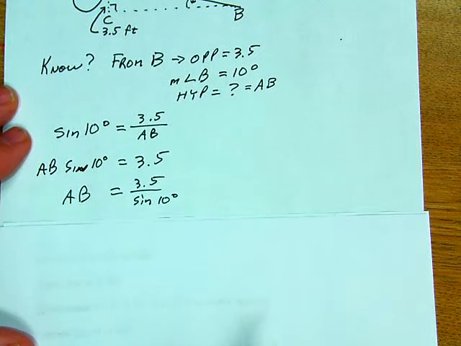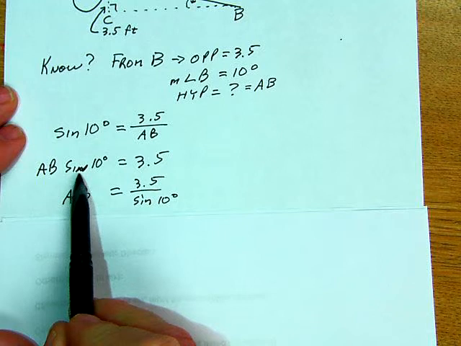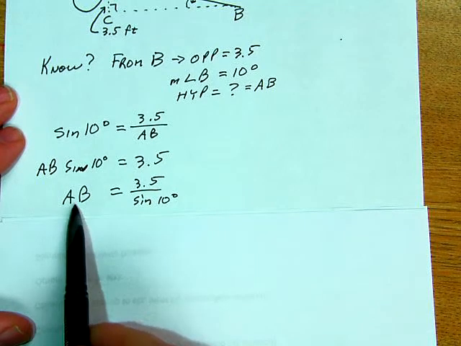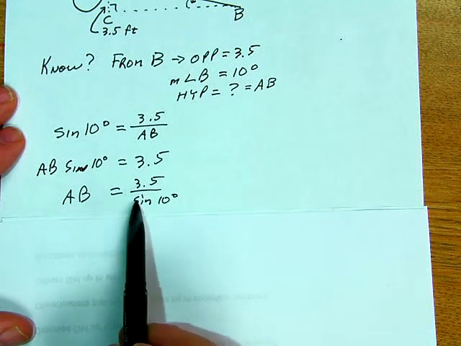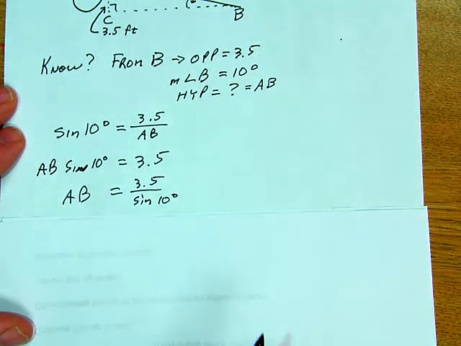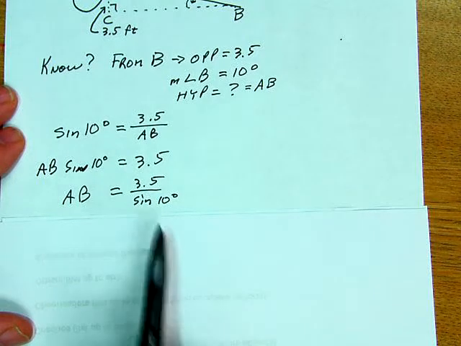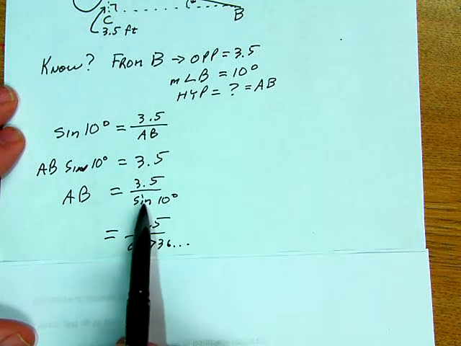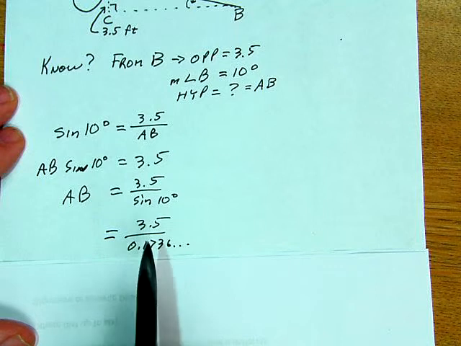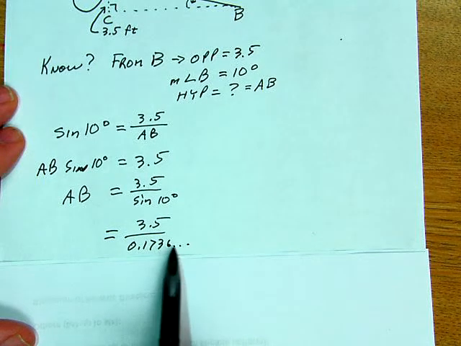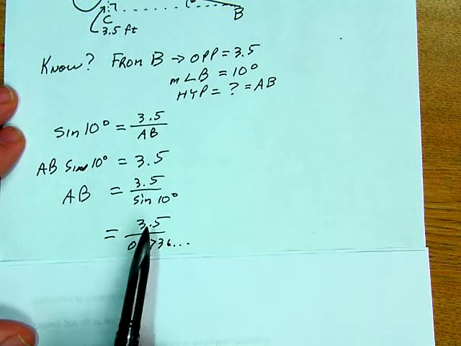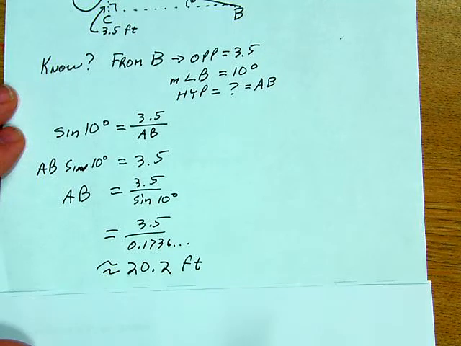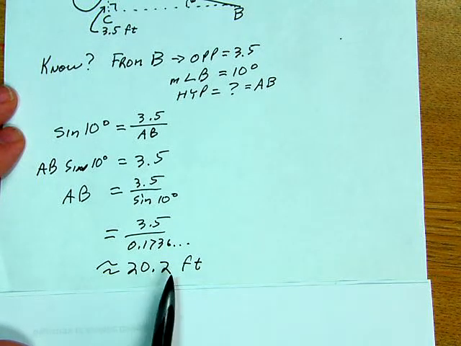Now, I divide by the sine of 10 degrees. AB is equal to 3.5 divided by the sine of 10 degrees. Once I plug that into my calculator, that tells me the actual answer. I just did the sine of 10 degrees on my calculator. It's 0.1736 and so on. So 3.5 divided by that gives me approximately 20.2 feet.